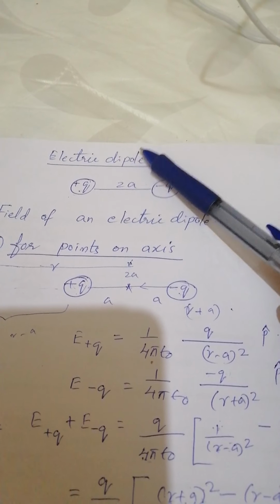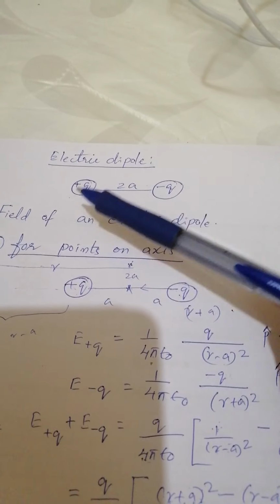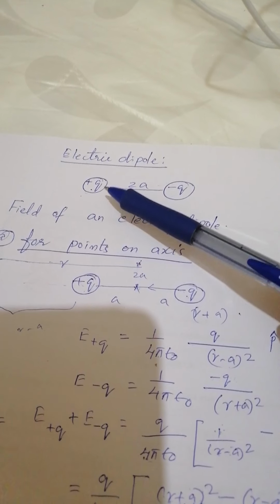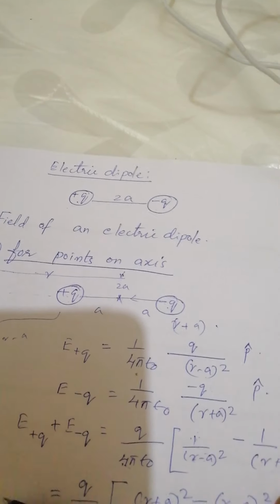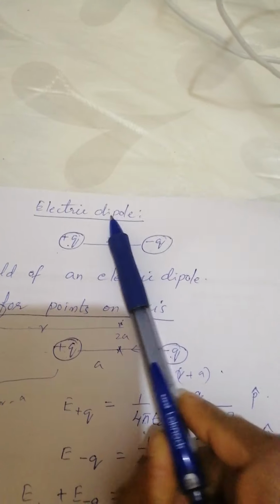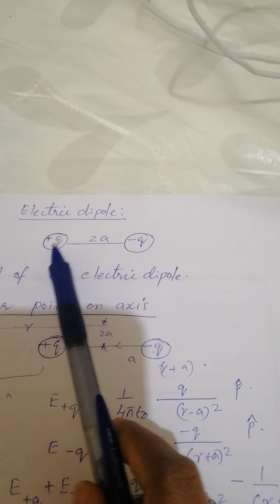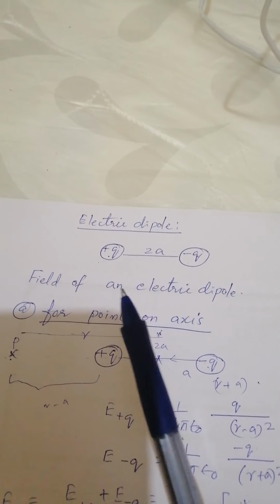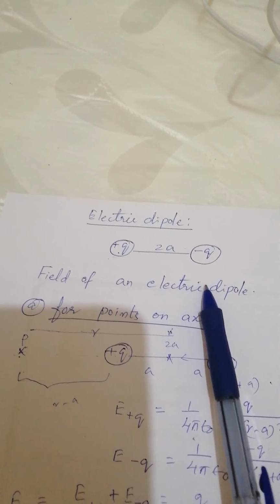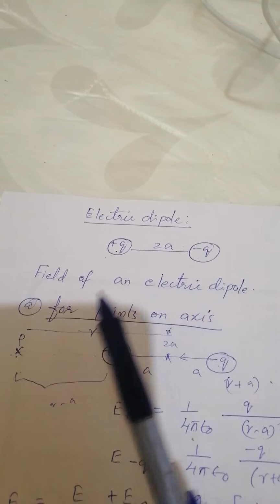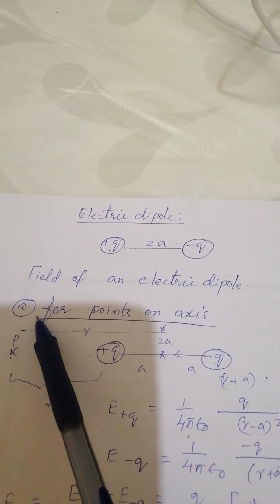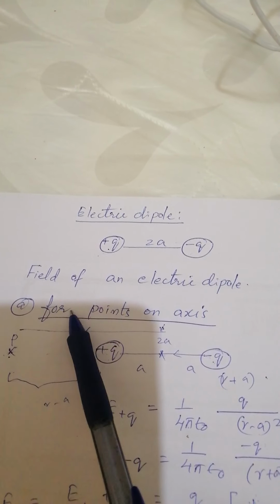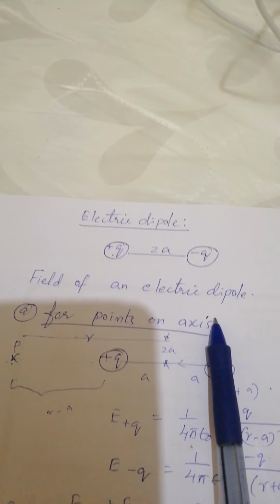So, what is an electric dipole? Electric dipole means two equal and opposite charges separated by a distance. Here, see, two equal and opposite charges, that is plus q and minus q, separated by a distance 2a. Next we are going to find out the field of an electric dipole at various points. First, we are going to find out the field of an electric dipole for points on its axis.